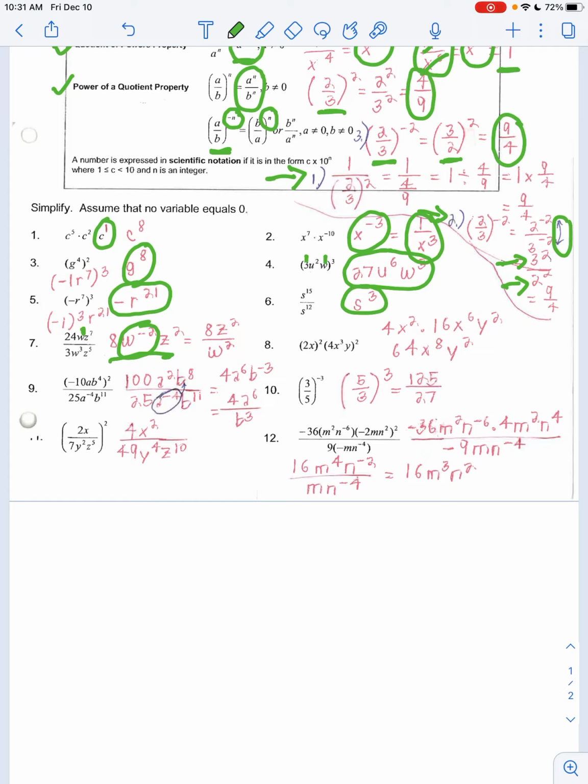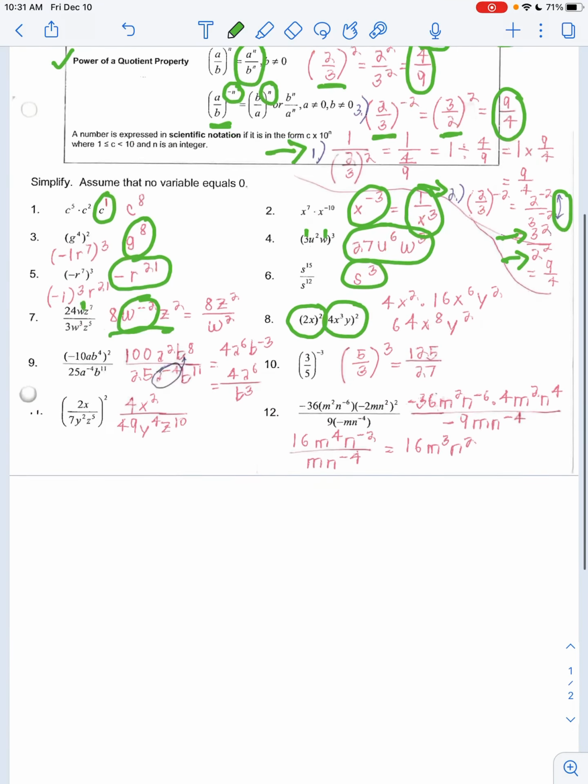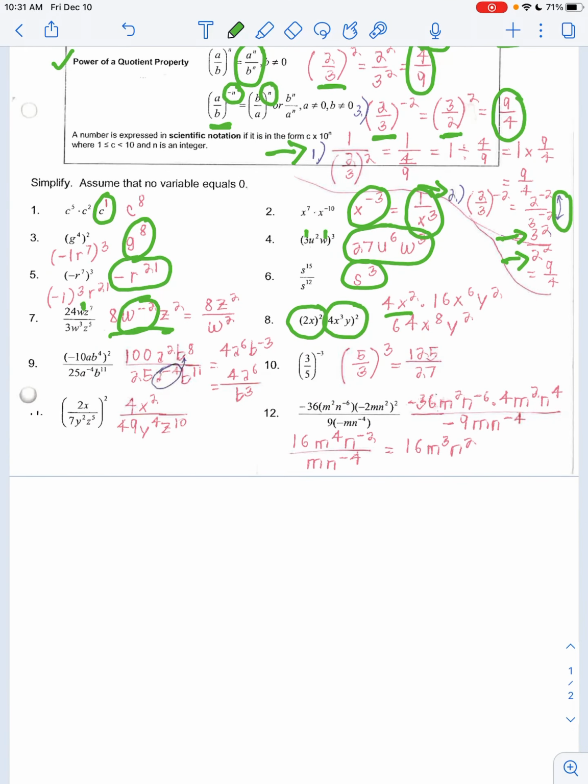Number 8, before you can multiply these two quantities, because 2x is being raised to a power of 2, and the quantity 4x cubed y is being raised to a power of 2, you actually need to do those powers first with what's in parentheses. So when you square 2x, that would be 4x squared. Oops. That would be 4x squared.